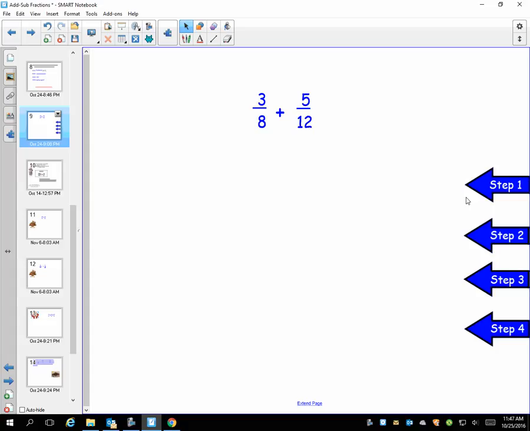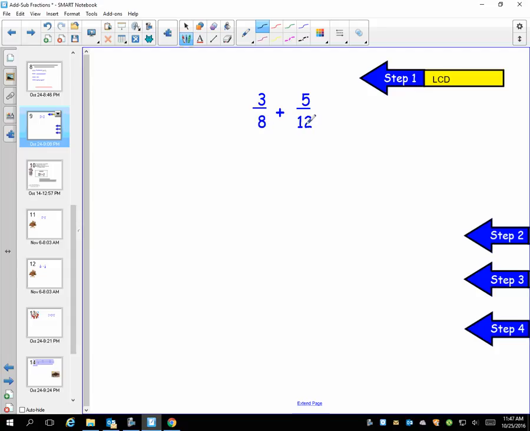3/8 plus 5/12. All right, we're going to take this one step at a time. Find our least common denominator. So I want to find the least common denominator of 8 and 12. That would be the same as my least common multiple. If I listed my multiples of 12 first, I can see that this is a multiple of 8 right there, 24. Okay, so 24 is going to be my least common multiple.